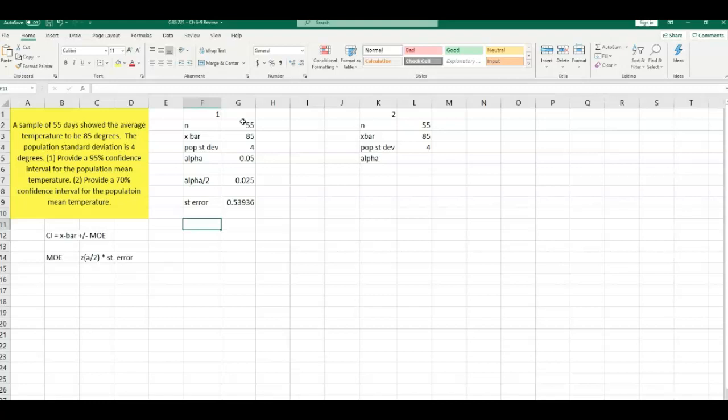Now we can find the z-score for alpha divided by 2. And how are we going to do that? So we know our alpha divided by 2 up here. This is that 0.025. What we can then do is norm.s.inv, INV, and then that's just asking for a probability. That's where we put in our alpha divided by 2 amount. And that gives us back this z-score of negative 1.96.